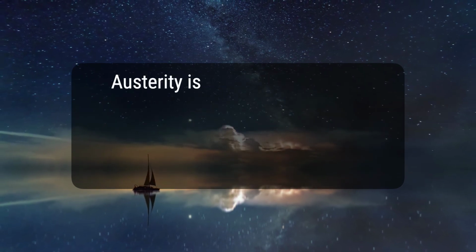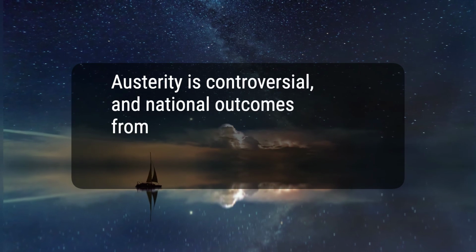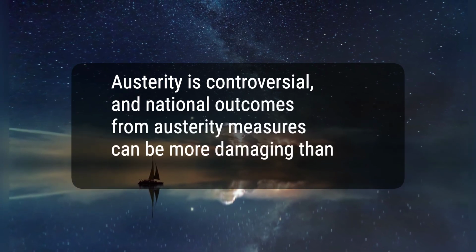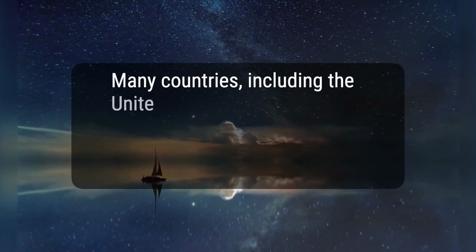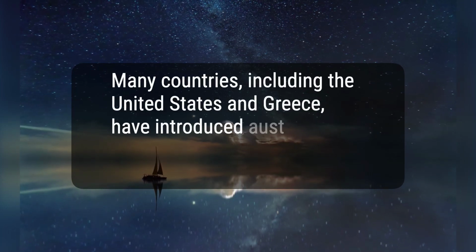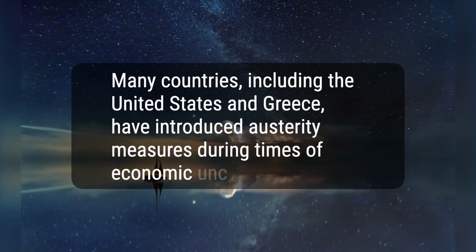3. Austerity is controversial, and national outcomes from austerity measures can be more damaging than if they hadn't been used. 4. Many countries, including the United States and Greece, have introduced austerity measures during times of economic uncertainty.